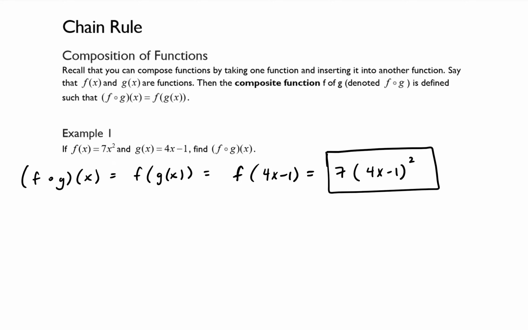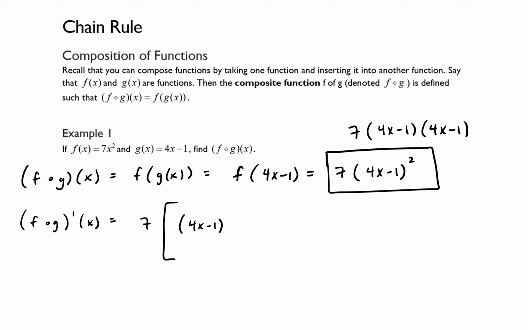Now note that this is something that we can take the derivative of if we wanted to. And there's a couple ways that we could do that. We could expand it, or we could use the product rule. So let's use the product rule. If I rewrote this, it would look like 7 times (4x minus 1) times (4x minus 1).